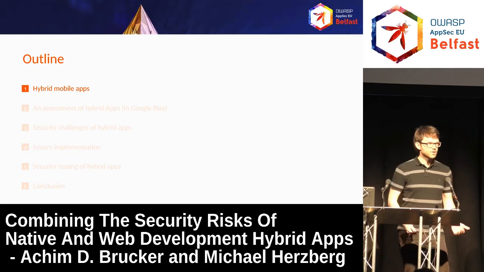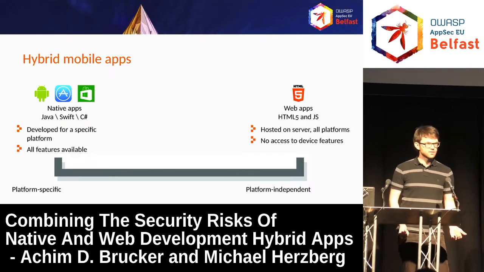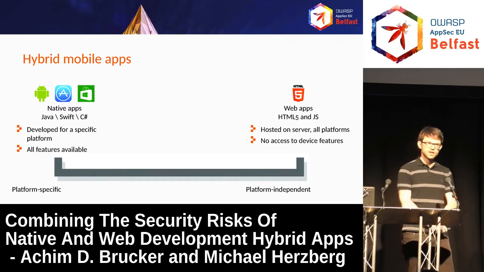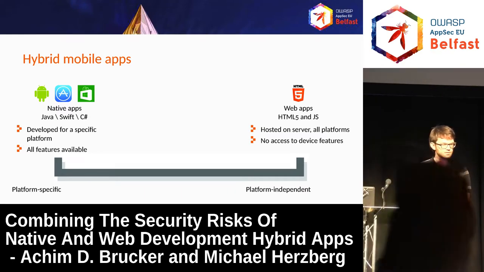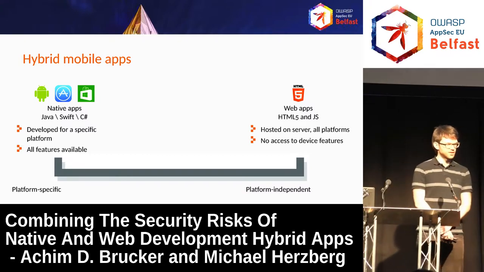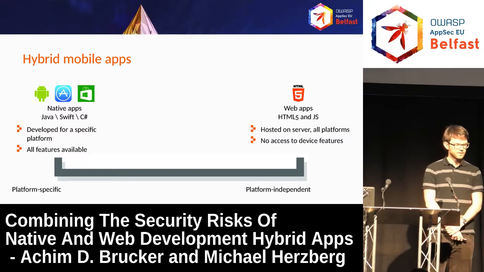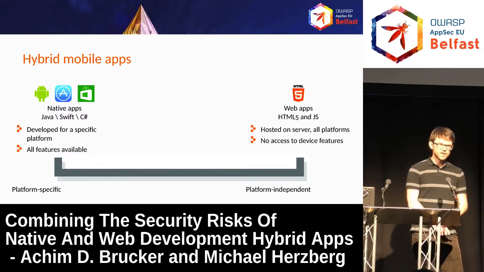So first of all, what is a hybrid mobile app? Traditionally, you have two approaches to mobile app development. On the one hand, you can develop a native app written in Java, Swift, or C#, depending on the platform that you're targeting. With these kinds of apps, you usually have all features available that the platform provides, such as GPS or camera access.